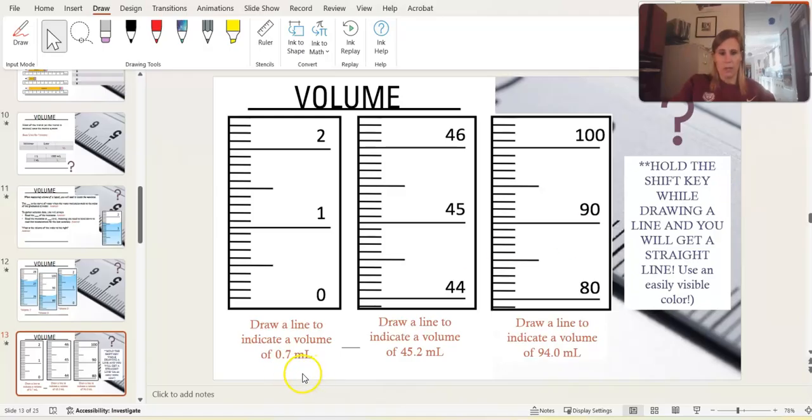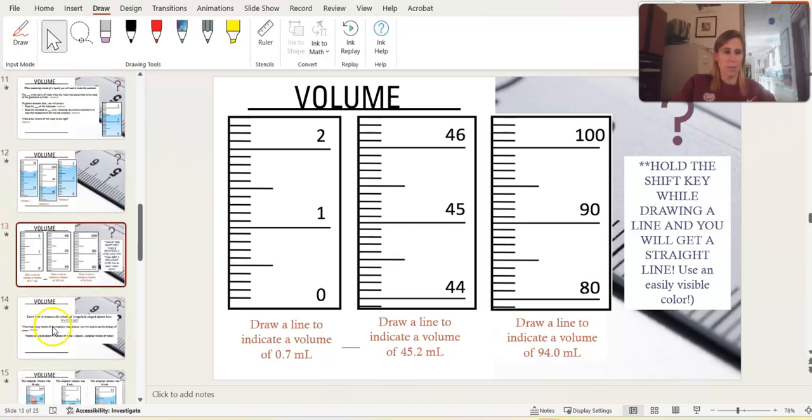So draw a line to indicate a volume of 0.7, 45.2, and 94. You don't need to fill in anything below. Make sure your line is a color that I can actually see.